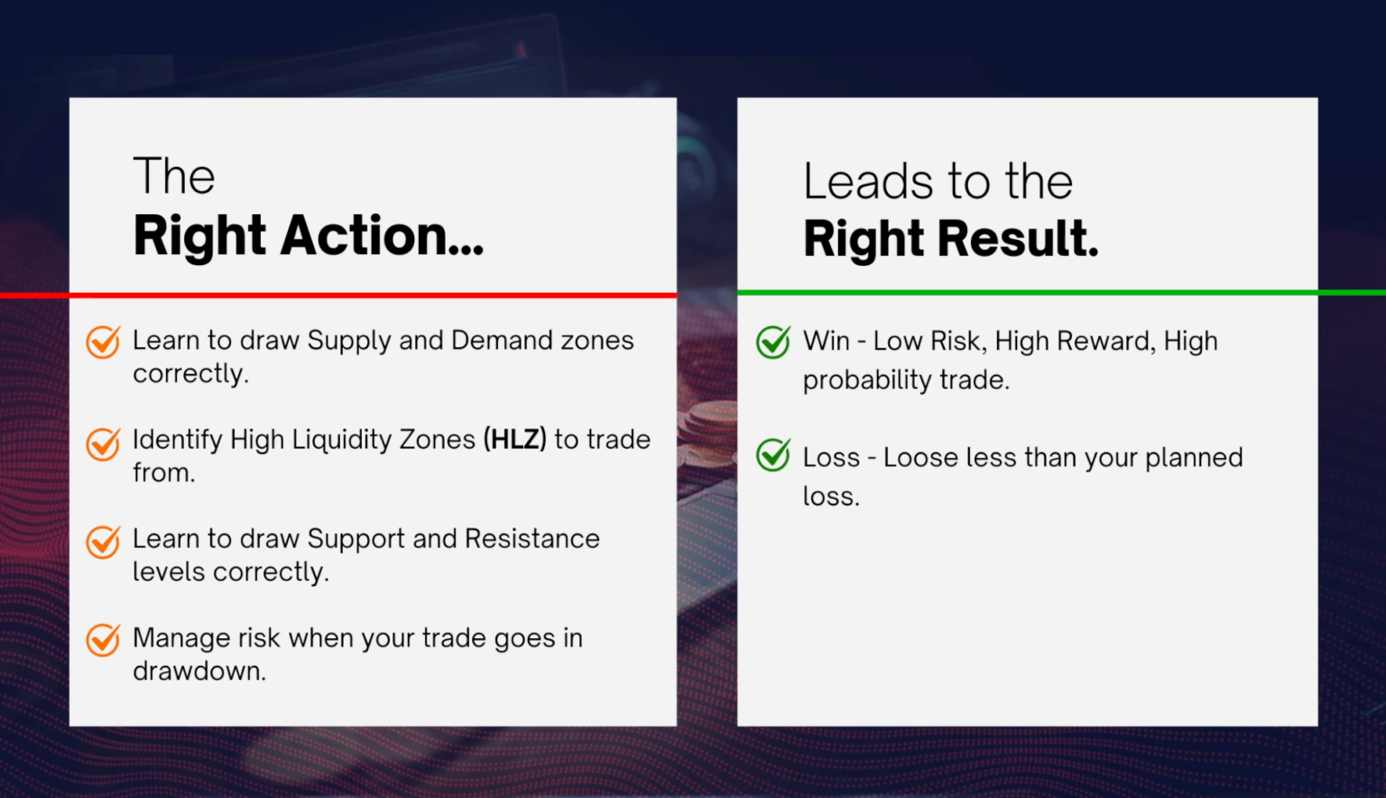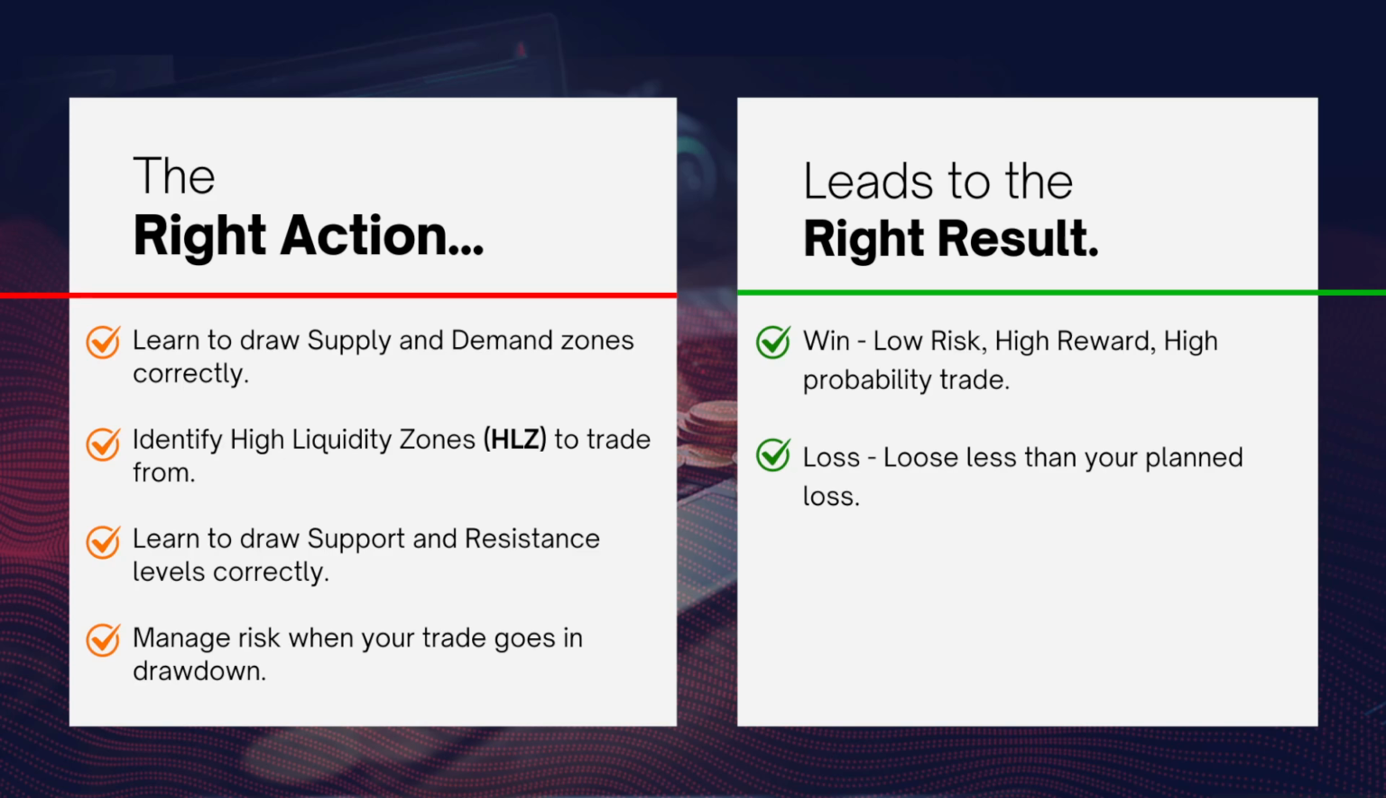The correct loss, not any loss, not just if you overtrade or over-risk and then take a loss, or if you just keep extending your stop loss and taking a loss. Not that loss. But if you manage risk when your trade goes into drawdown and then take a loss, that's the right loss.